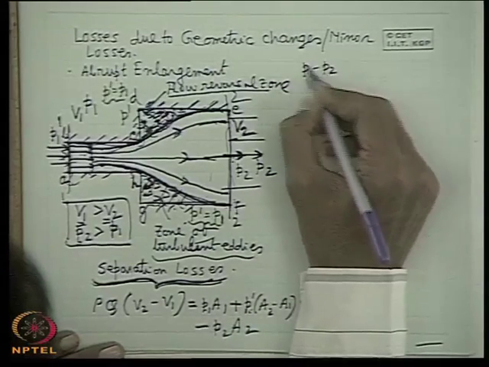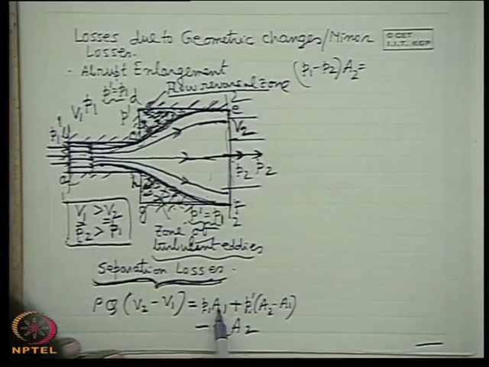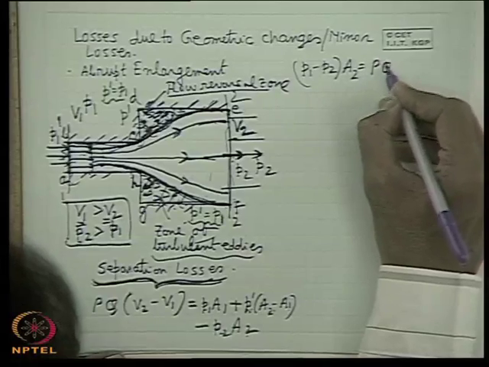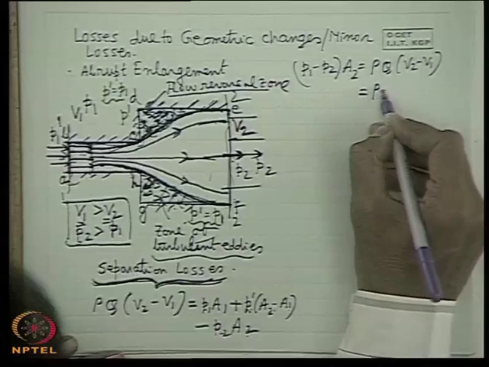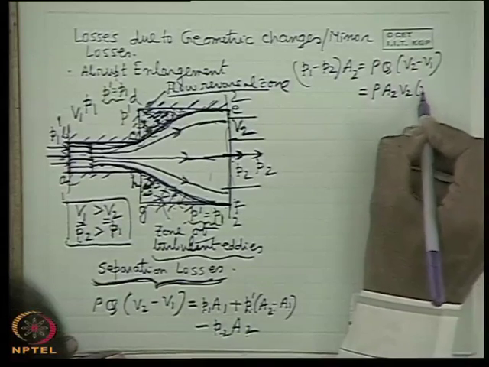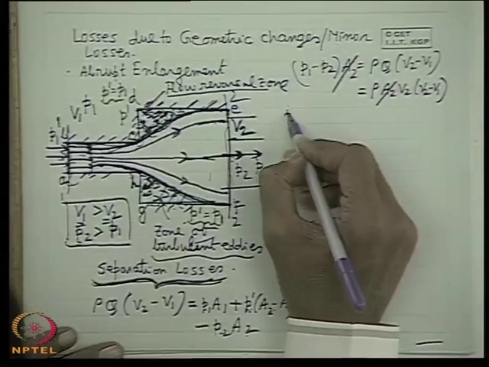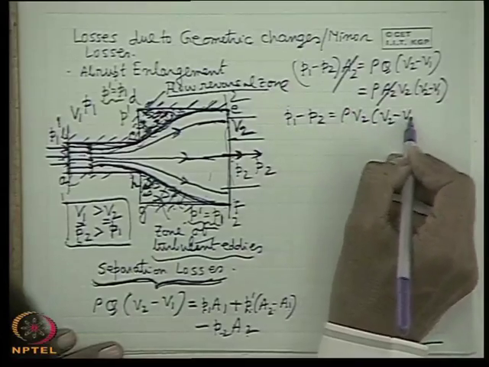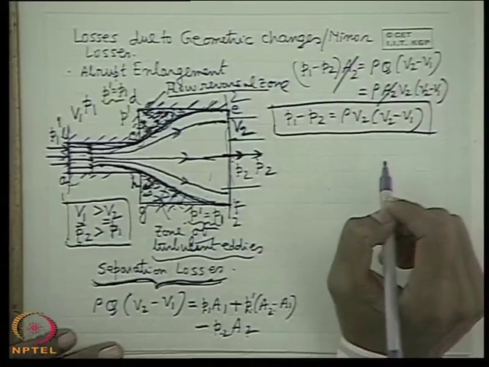So, P1 minus P2 into A2 is equal to this part I am writing on the left hand side. P1 A1 minus, sorry, this is cancelled. So, P1 A2 minus P2 A2, P1 minus P2 into A2, is equal to rho Q into V2 minus V1. Very simple. Now, Q can be written in terms of V2 as A2 V2, so into V2 minus V1. So, this A2 is cancelled. So, we get P1 minus P2 is rho V2 into V2 minus V1. So, this is the main equation which will be of great help to us to find out the energy loss.